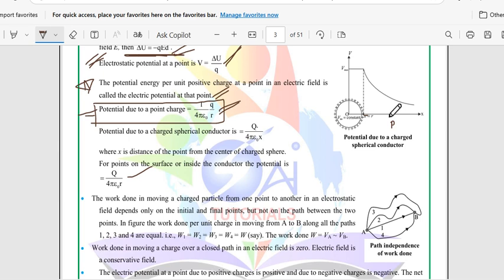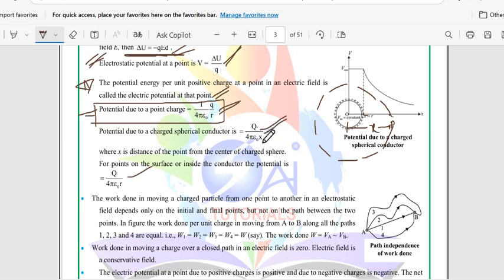So what is the condition? The potential due to a charged spherical conductor at a point outside the surface, in this case, has the distance x, which they have considered. X is the distance of the point from the center of the charged sphere. Now for a point outside the spherical conductor, the potential will become capital Q divided by 4 pi epsilon naught into x.